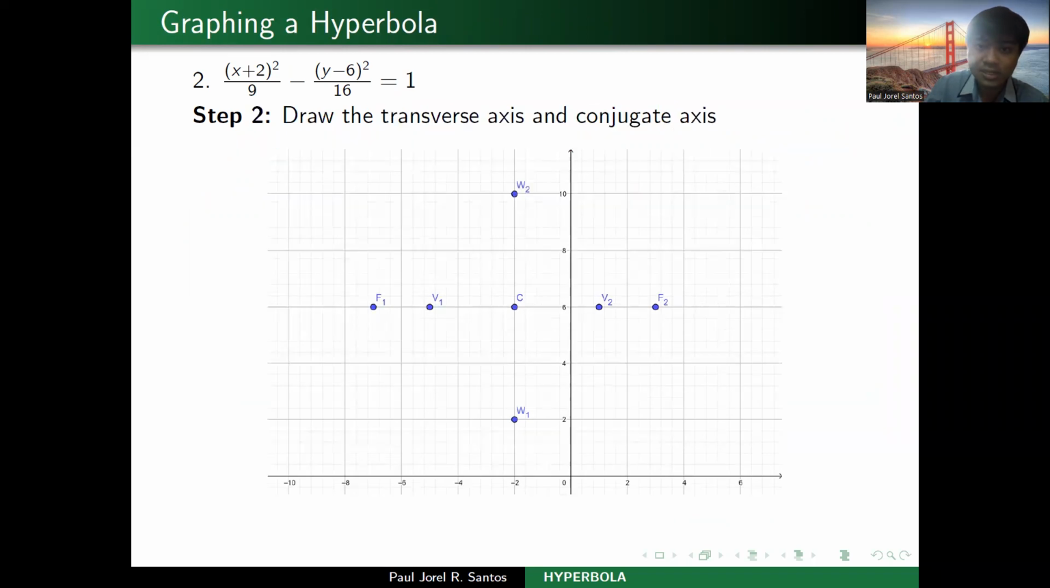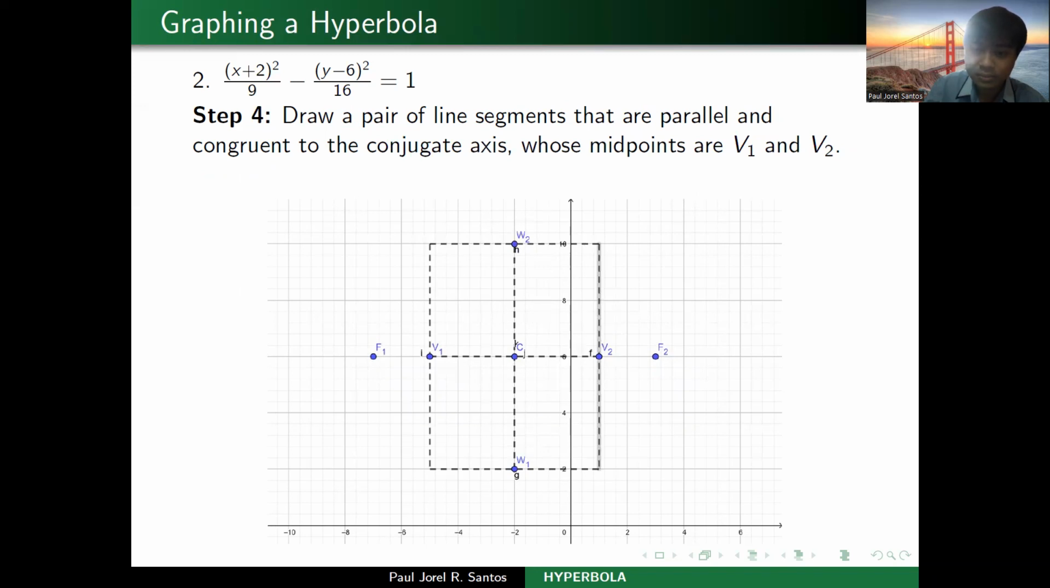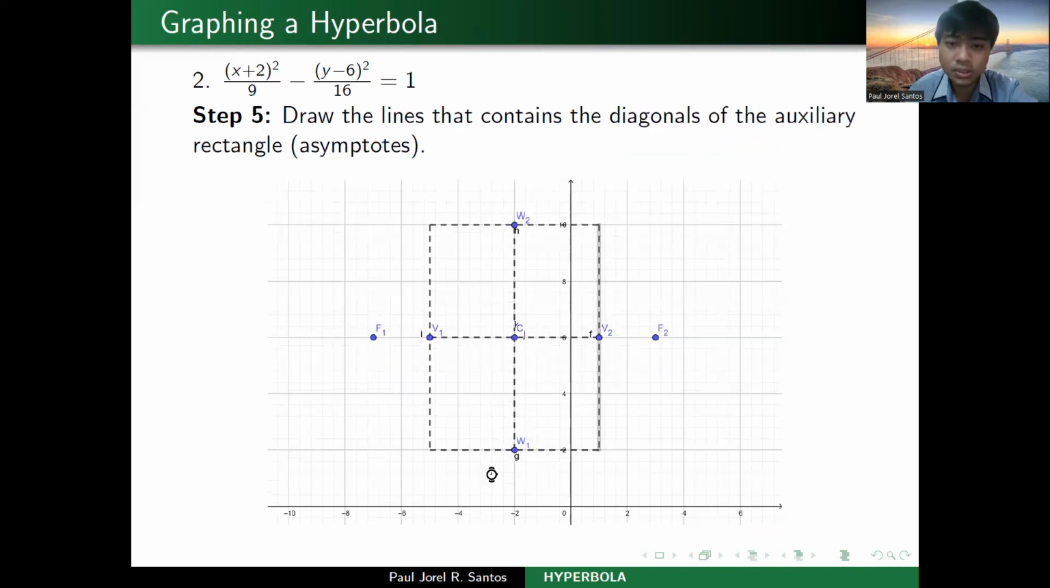Draw the transverse and conjugate axis. The transverse axis in this case is horizontal, while the conjugate axis here is vertical. Now, draw a pair of line segments that are parallel and congruent to the transverse axis, whose midpoints are W sub 1 and W sub 2. The same goes with the conjugate axis. And since we already have the auxiliary rectangle, we can now draw the asymptotes.